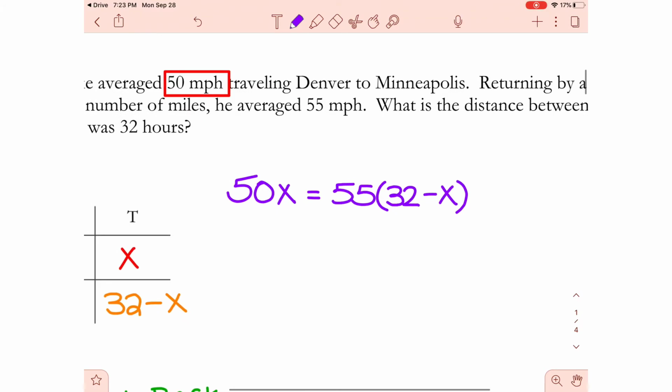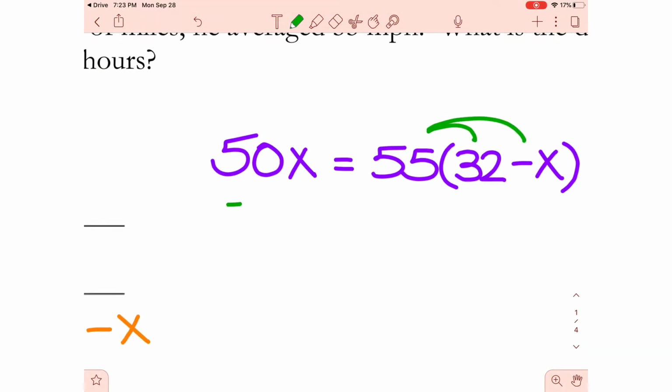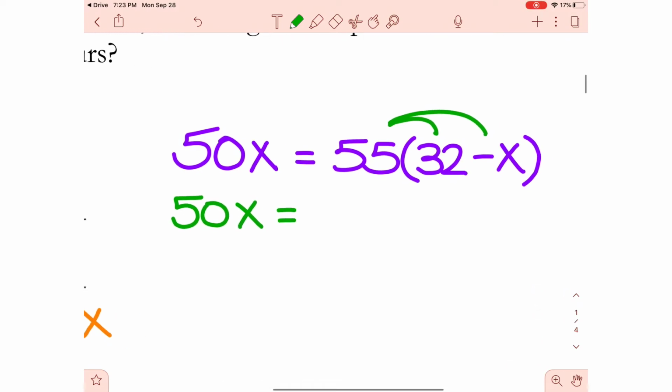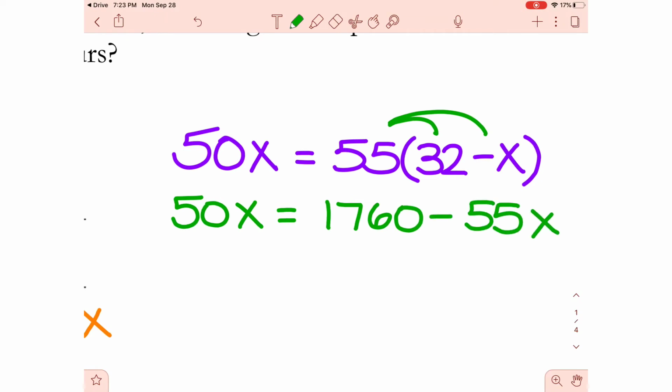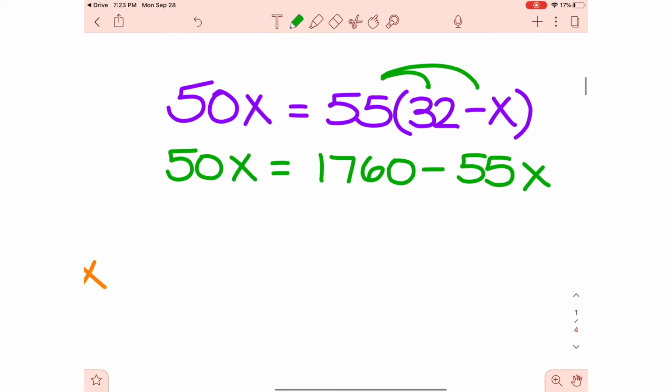So distributing the 55. On the left, I still have 50x, and on the right, I'm going to have 1,760 minus 55x. No, I did not do that in my head. I have an answer key right in front of me here.